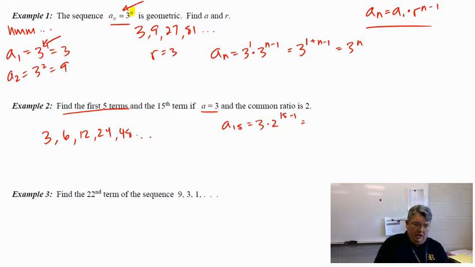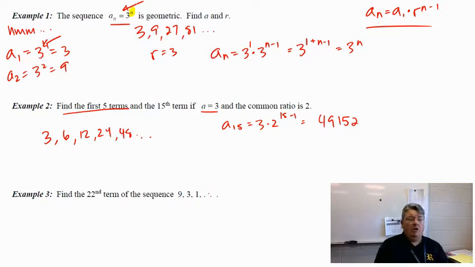Well, 3 times 2 to the power of 15 minus 1 gives me a big number, 49,152. It's a big number. Cool. Find the 22nd term of this sequence.